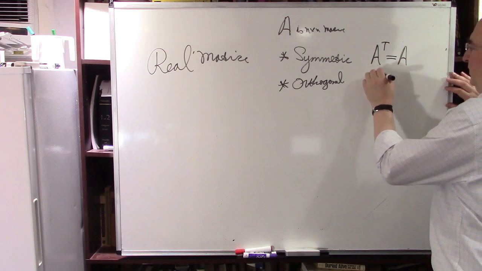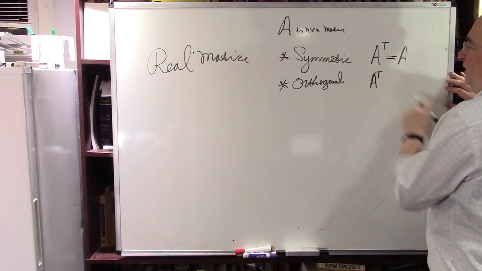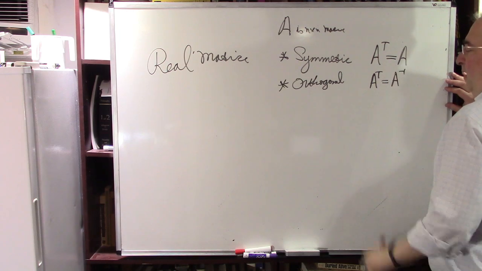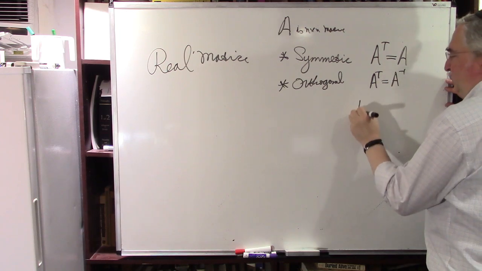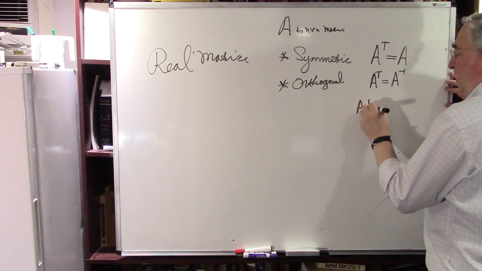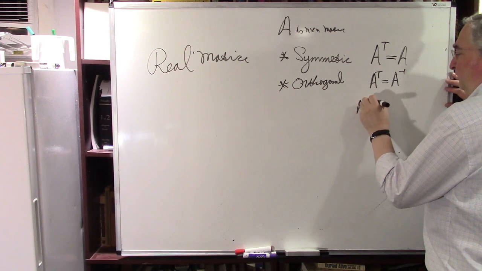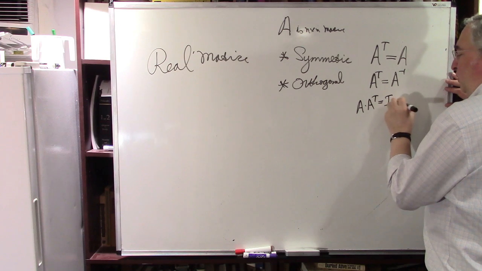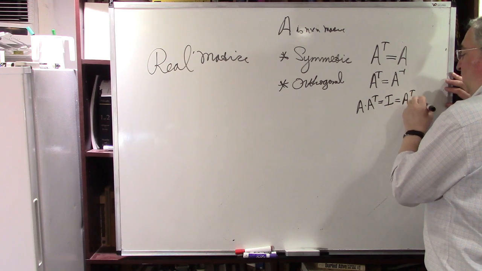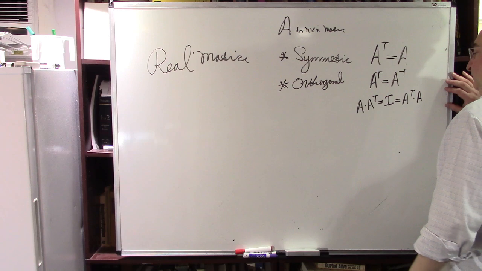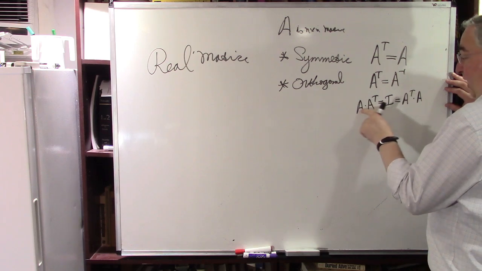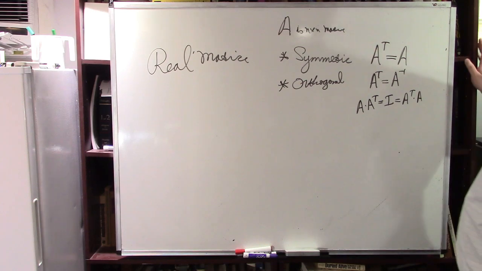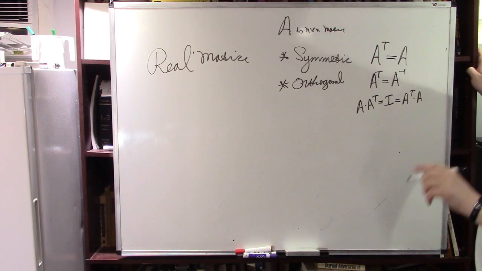Okay, and that says A transpose is not equal to A, but it's equal to A inverse. But more important, what that says is A times A transpose is equal to the identity, which is equal to A transpose times A. So if this is the inverse, A times the inverse is the identity. So these two requirements are the same. This is for real matrices.